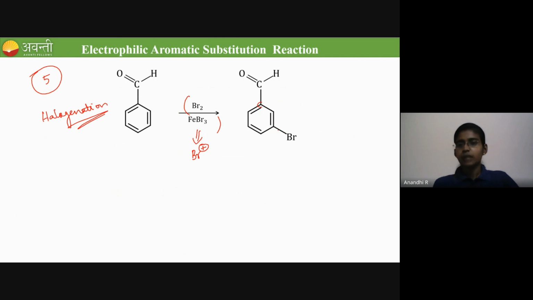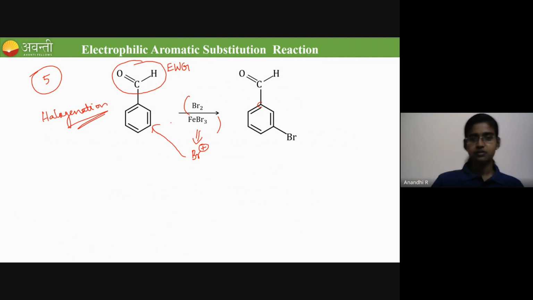Why are we getting the meta product instead of ortho and para? Since the CHO group is an electron withdrawing group, the meta product is more stable, and it is the only product formed. If an electron withdrawing group is attached to the aromatic ring, then the incoming electrophile goes to the meta position. Okay, this is the concept. If the system contains an electron donating group, then the electrophile goes to the ortho and para positions. So this is about electrophilic aromatic substitution.